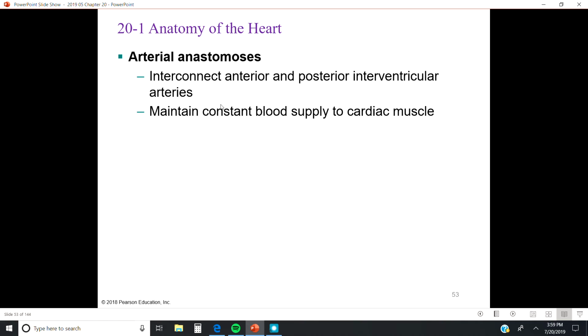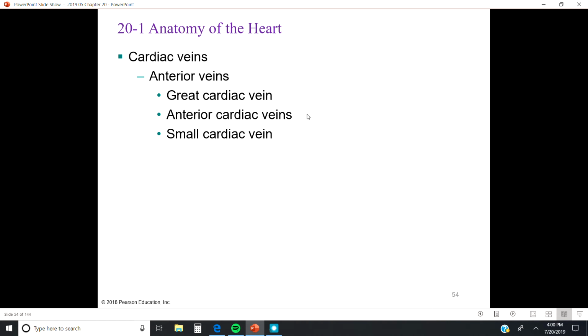Now, there are some connections between the anterior and the posterior interventricular arteries. These are known as arterial anastomoses. An anastomosis is just a connection. What this ensures is, let's say one of the blood vessels was blocked a little bit. These anastomoses make sure that blood is adequately getting to the heart muscle. We see these a lot in the body. So these would be actual cardiac arterial anastomoses.